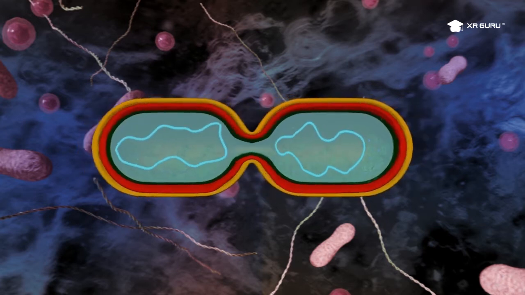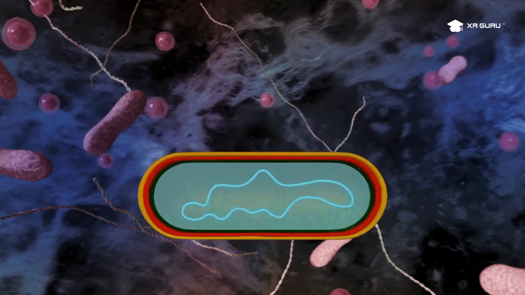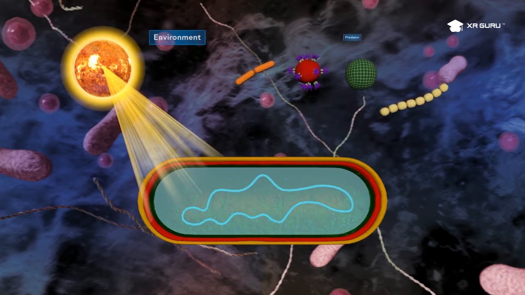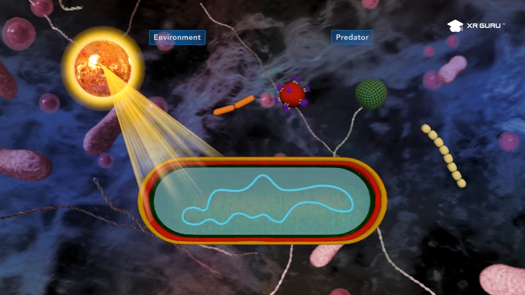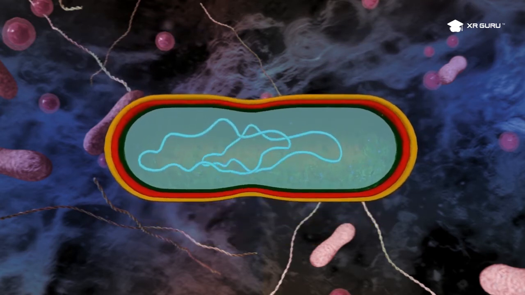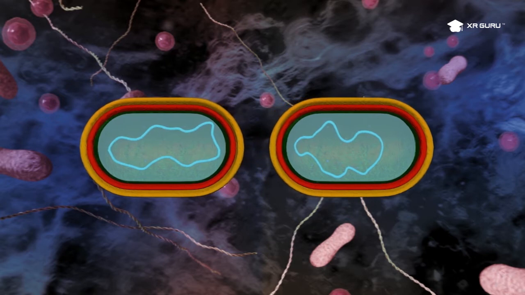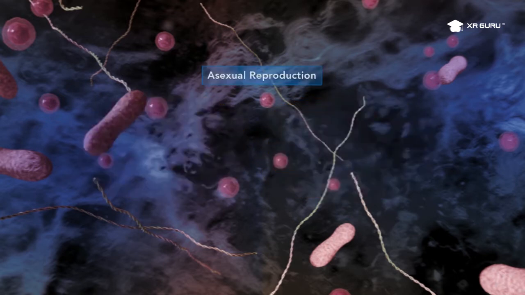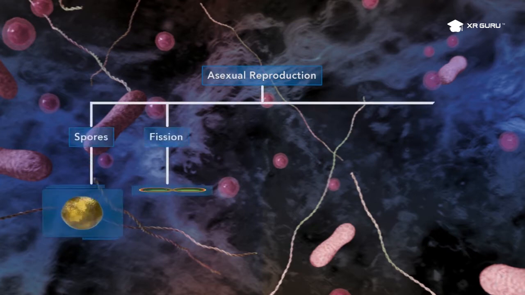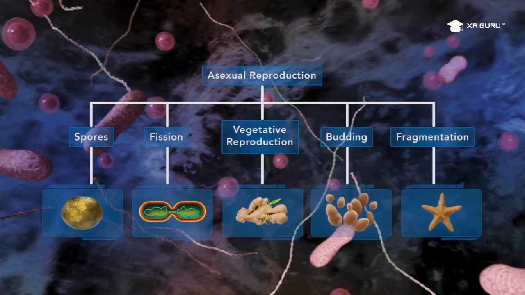This is an expeditious and predictable method of reproduction. One drawback is that due to genetic uniformity, all are susceptible to changes in the environment and something detrimental such as disease. A predator to one is detrimental to all and able to wipe out an entire population. The methods of asexual reproduction vary significantly among different types of species. There are 5 primary methods: spores, fission, vegetative reproduction, budding, and fragmentation.